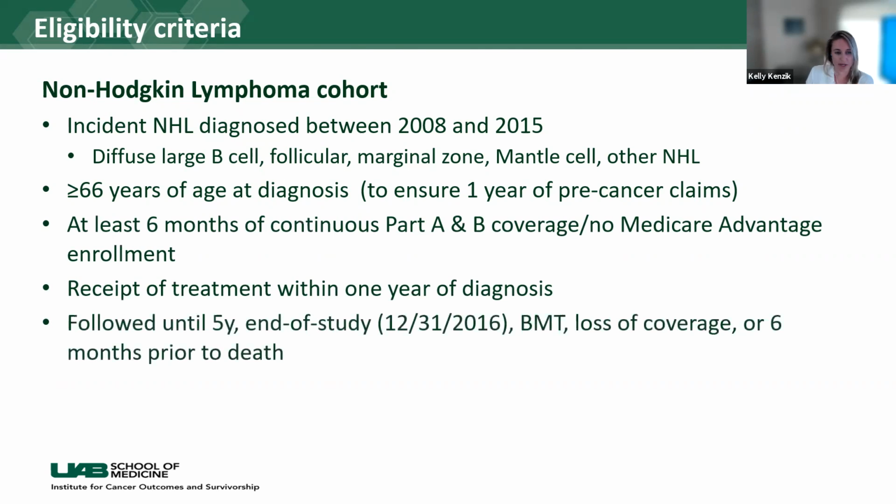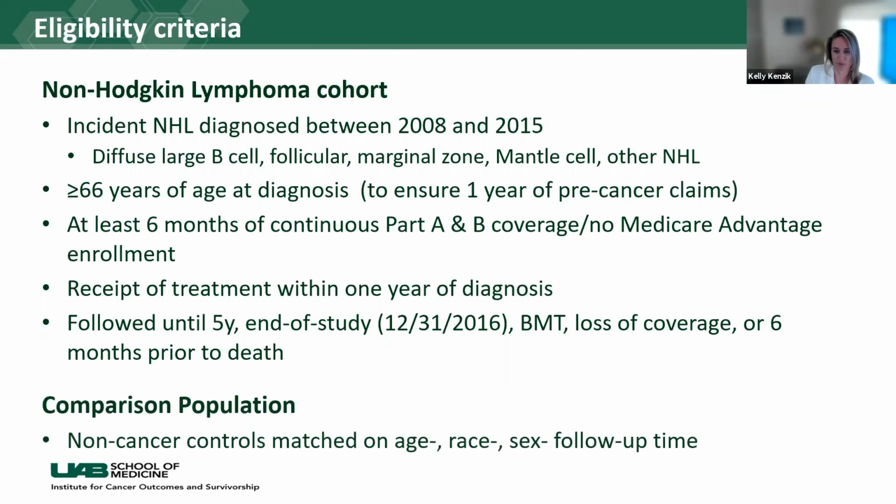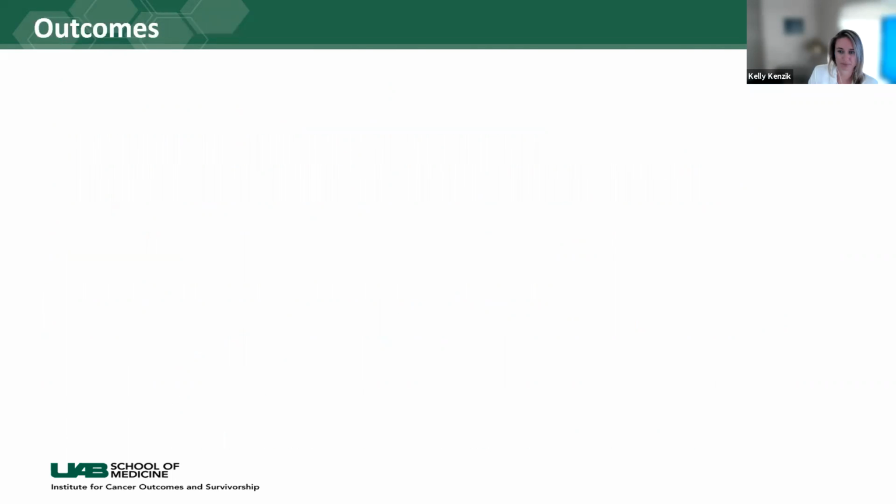We did not want to include some of the watch and wait because we wanted to see actively treated patients. We followed these patients until 5 years, the end of study. We censored them if they had a bone marrow transplant or loss of coverage. And then we also censored at 6 months prior to death so that we did not capture end of life care. We wanted this to be in the survivorship component. In the comparison population, each person was assigned a pseudo-diagnosis date, and we selected them to provide a population match based on age, race, sex, and their available follow-up time.